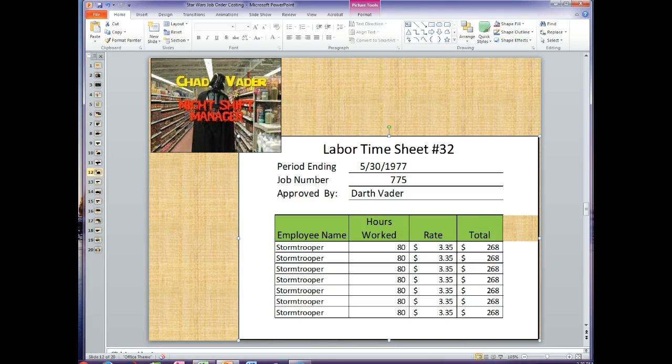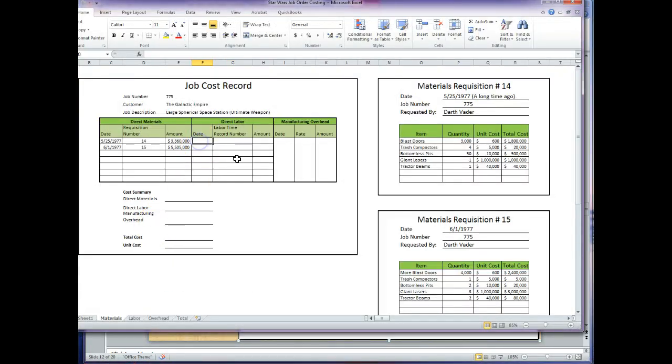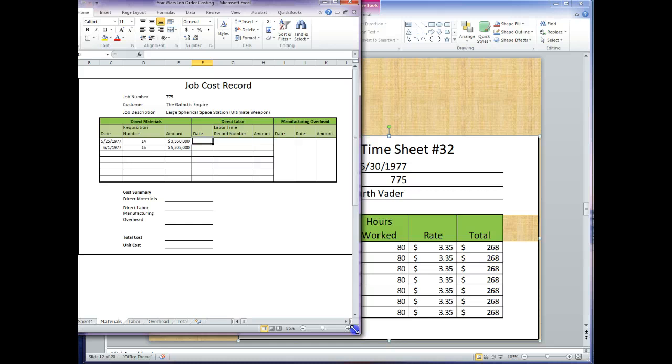$268. So then we could go back to here, and I'm going to shrink that. I'm going to say the date is 5/30, end of the month. It looks like they're probably getting paid from this information, possibly monthly, possibly every other week. Who knows? Labor time record number from right here, 32. And all that means is there are 31 other record numbers. And the amount is going to be 1, 2, 3, 4, 5, 6, 7. So it's going to be 268 times 7, 1876. And I'm going to do that right there. And that's it. I should be done with that.